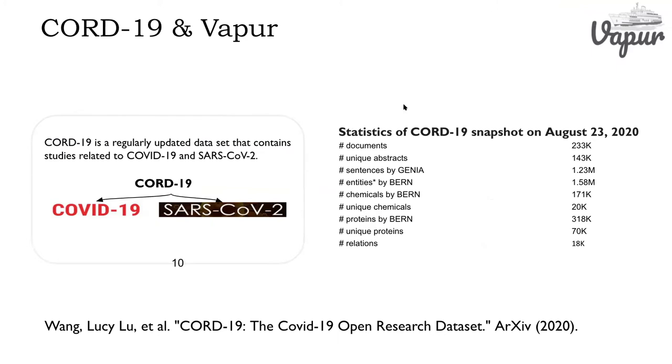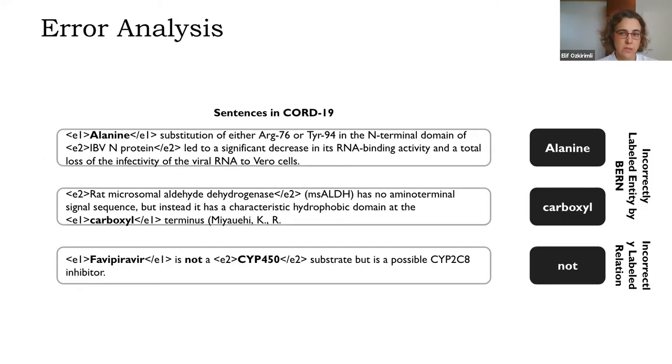So CORD-19, as I mentioned, is a regularly updated data set. When you look at the statistics of this CORD-19 snapshot from last year, there are 200,000 documents, but only 18,000 relations, and in fact 20,000 unique chemicals and 70,000 unique proteins. This was the needle in a haystack problem that I was just mentioning. This is why it's very hard for information retrieval or extraction.